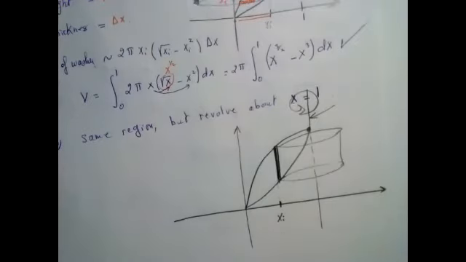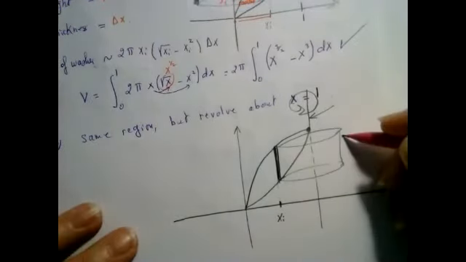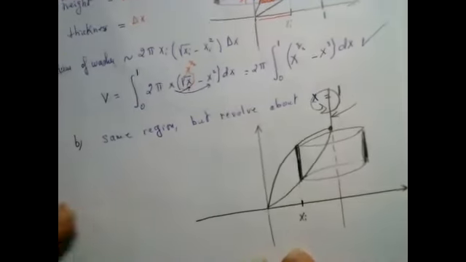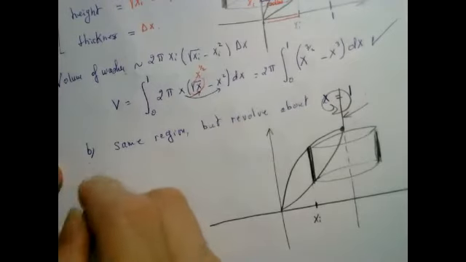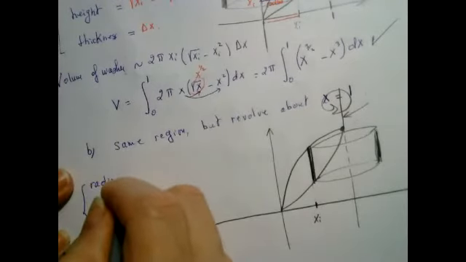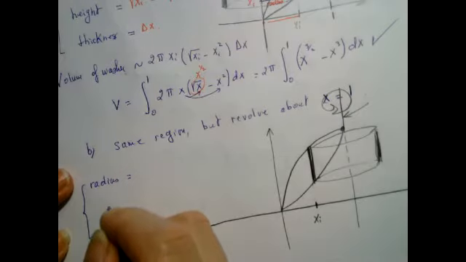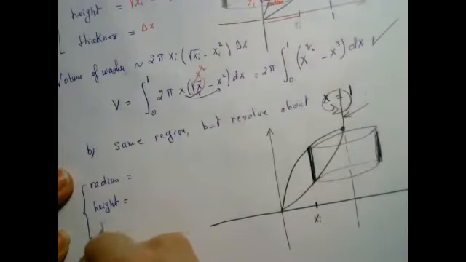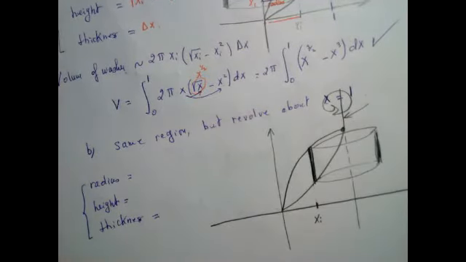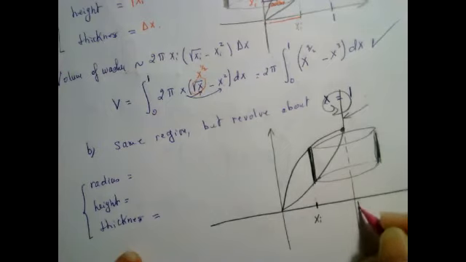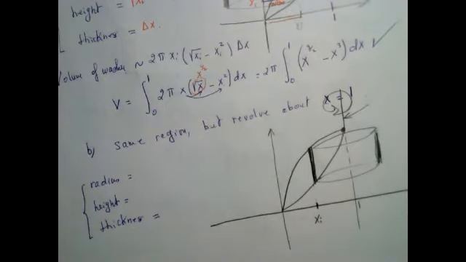All right, so we get the shell. And now we have to find the volume of the shell. So to find the volume of the shell, we need three things. We need the radius of the shell. We need the height of the shell. And finally, we need the thickness of the shell. What is the radius? What's the height? What's the thickness? I give you a minute to tell me what the radius is.